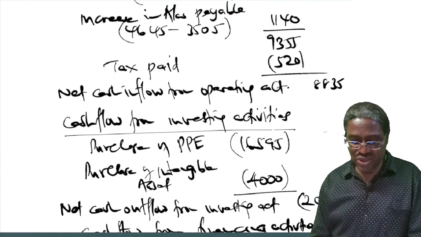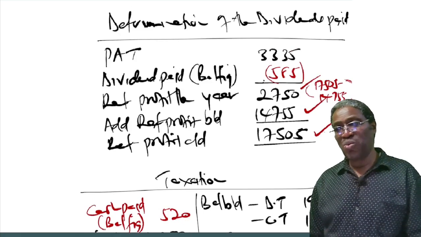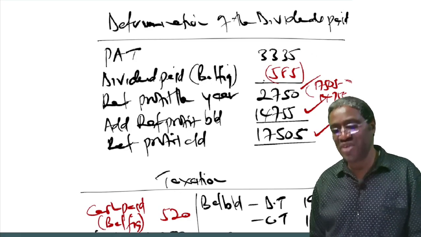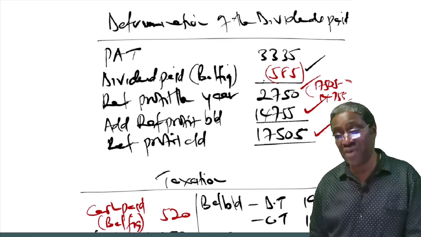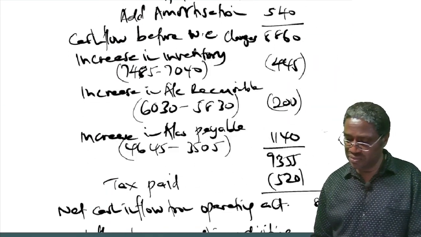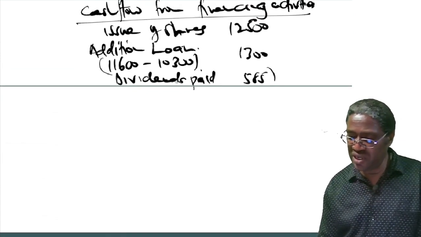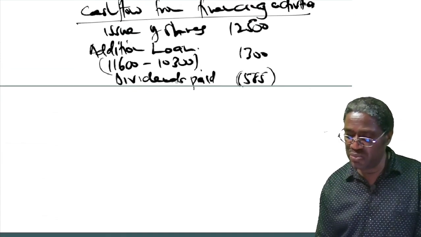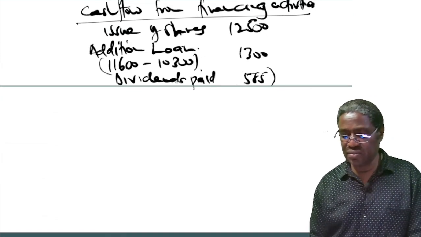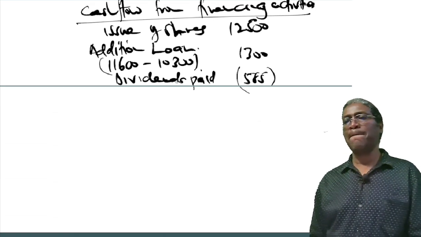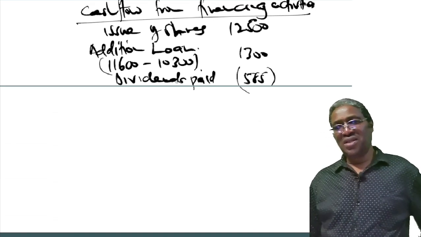Good. So let's go back to where we did the calculation. You remember, we had to work backwards to get the dividends paid. And I can see here, we paid them dividends of 585. Good. Pick it. 585. The payment, so we put it in brackets. Good. Now listen, and this is important.